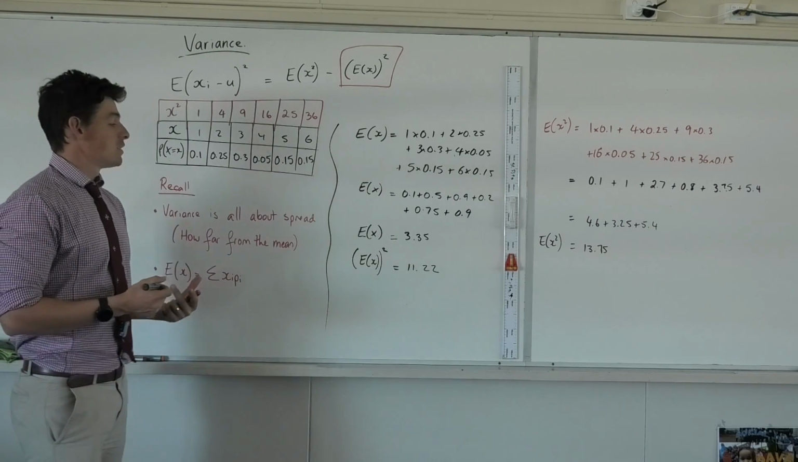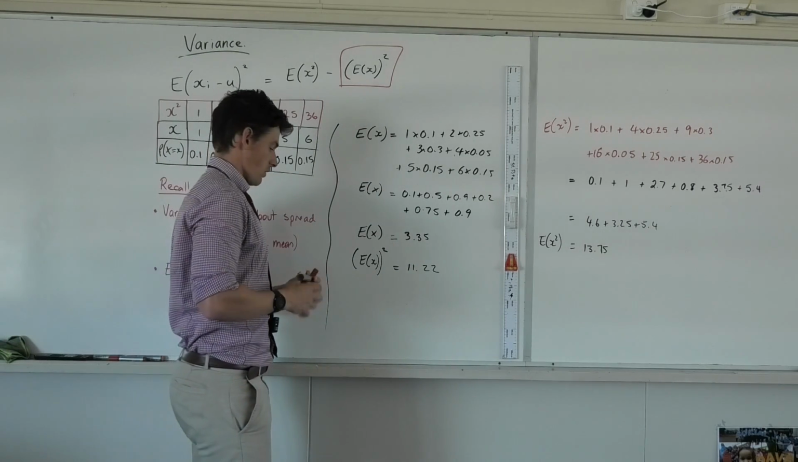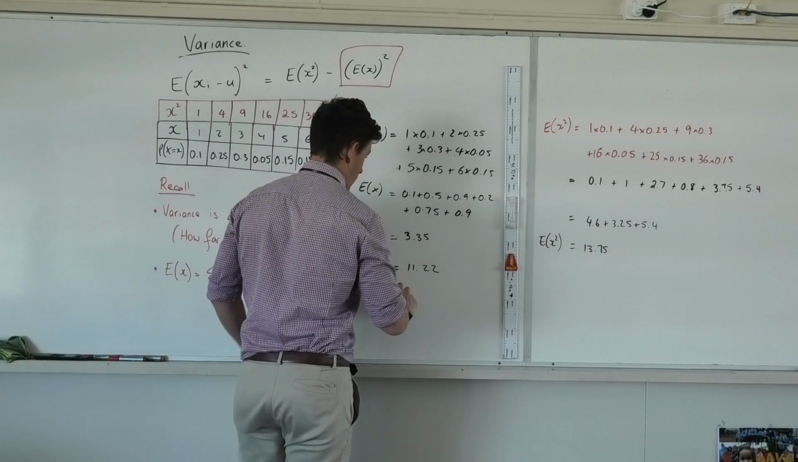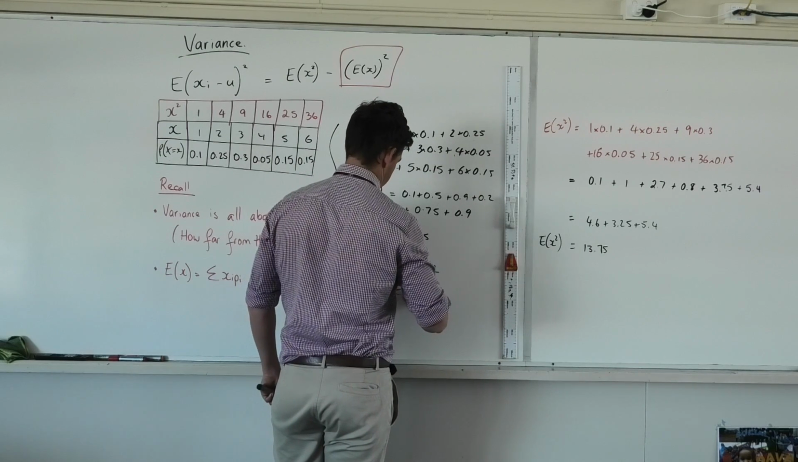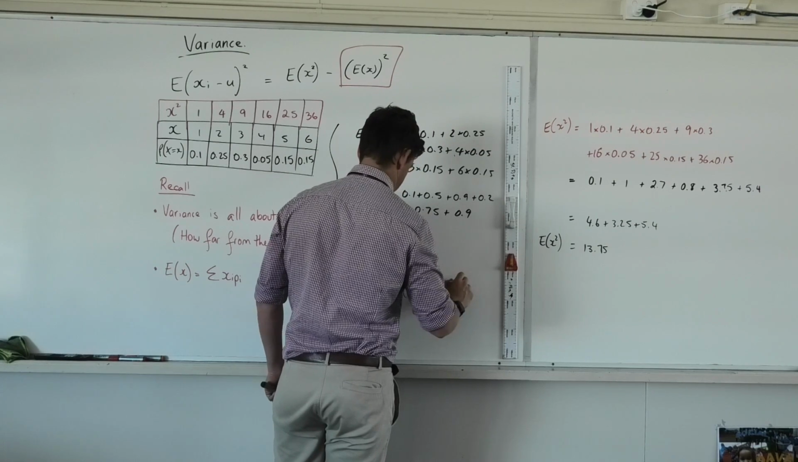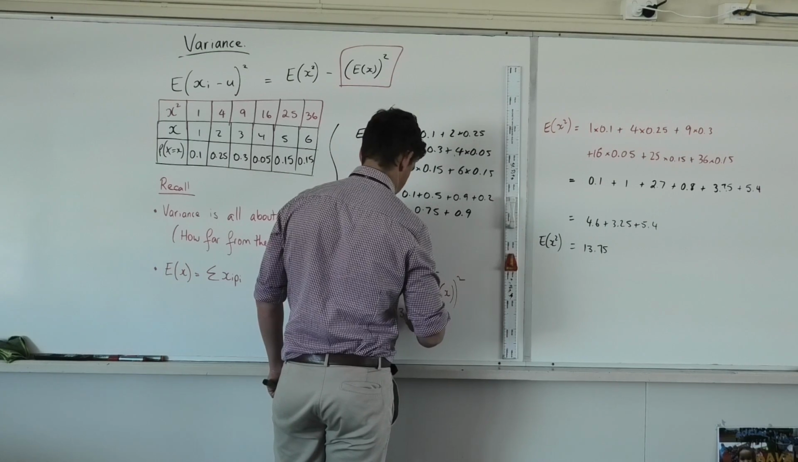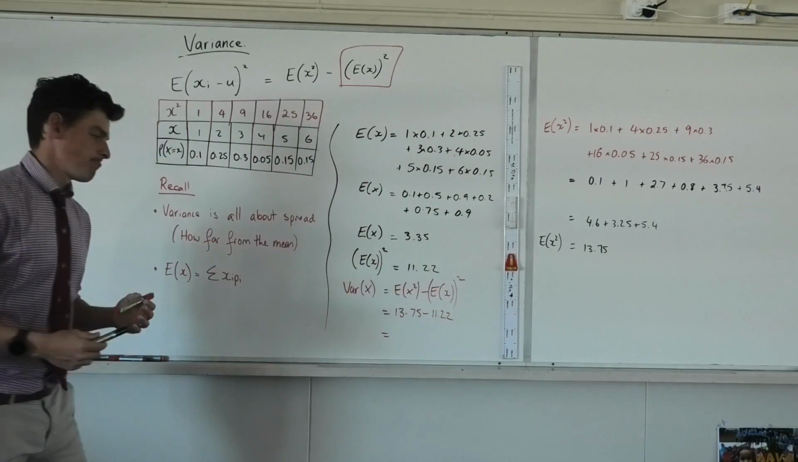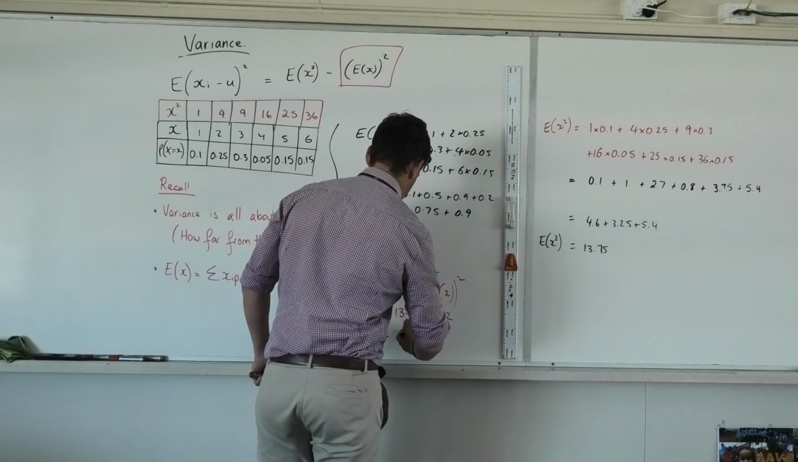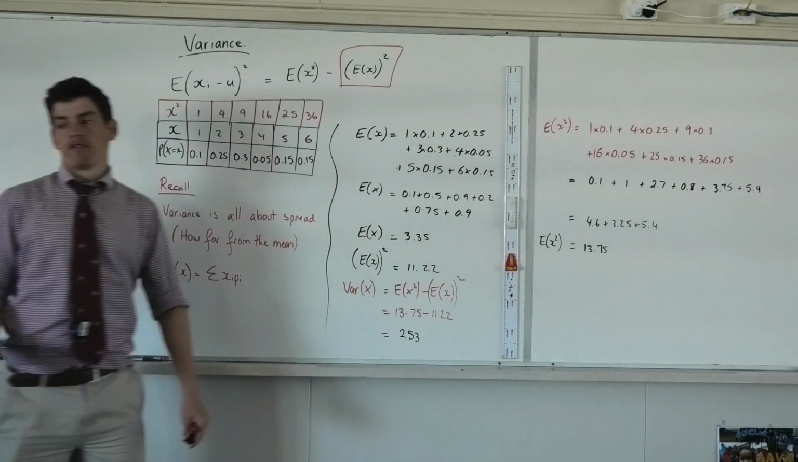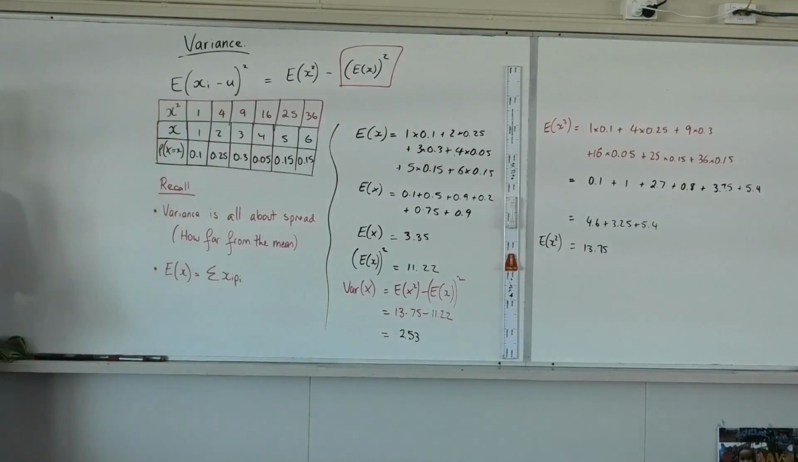So now my variance is simply, I can finish off down here, is equal to 2.53. Clear? So what's the key message in this?